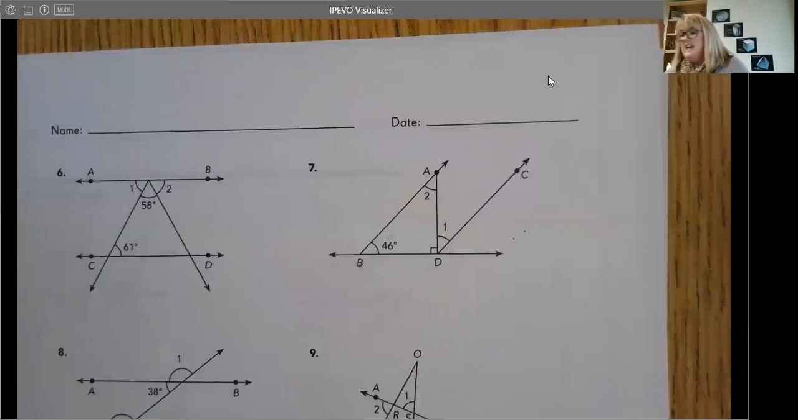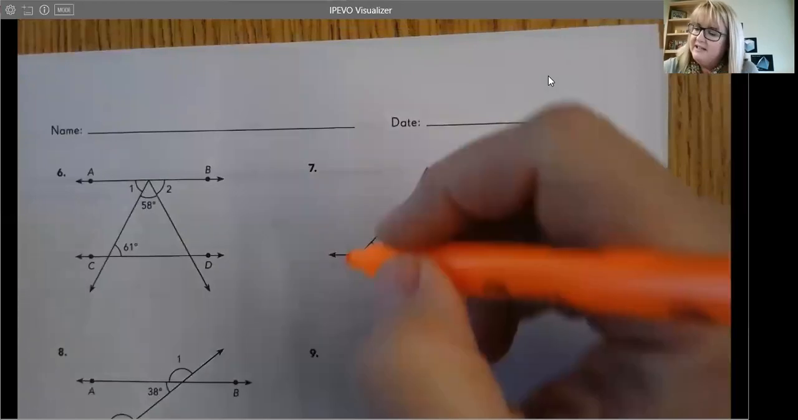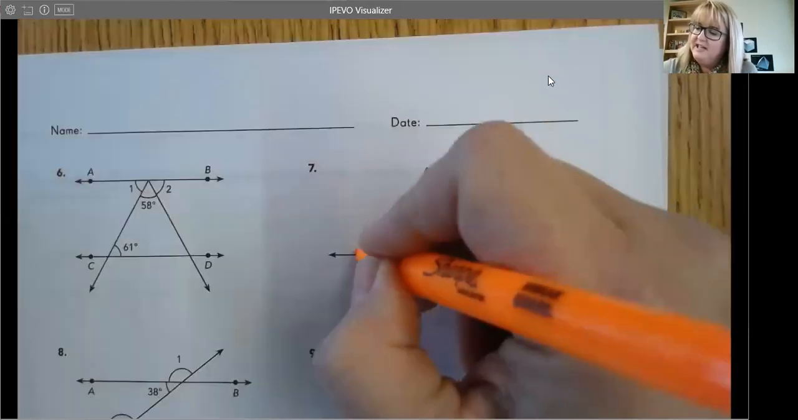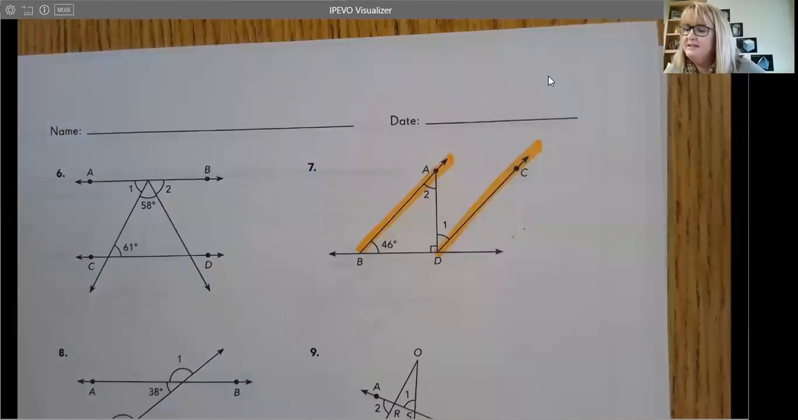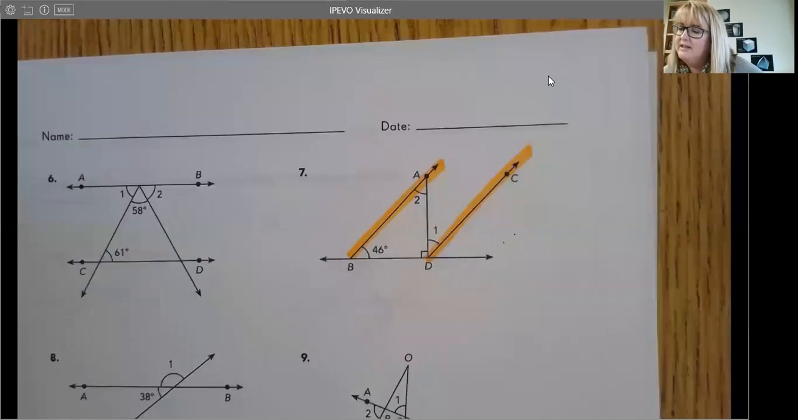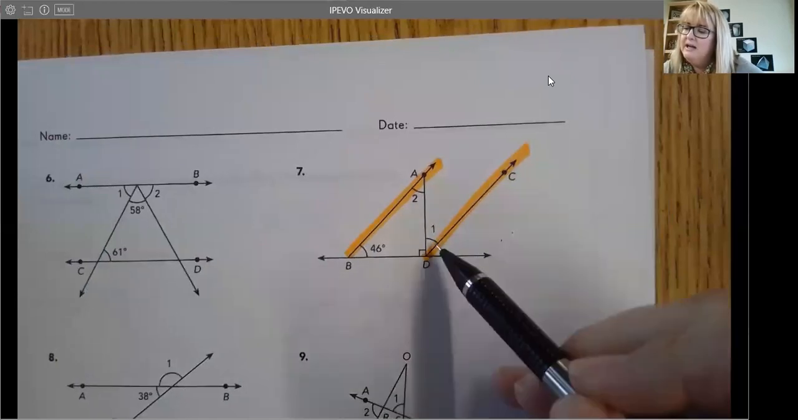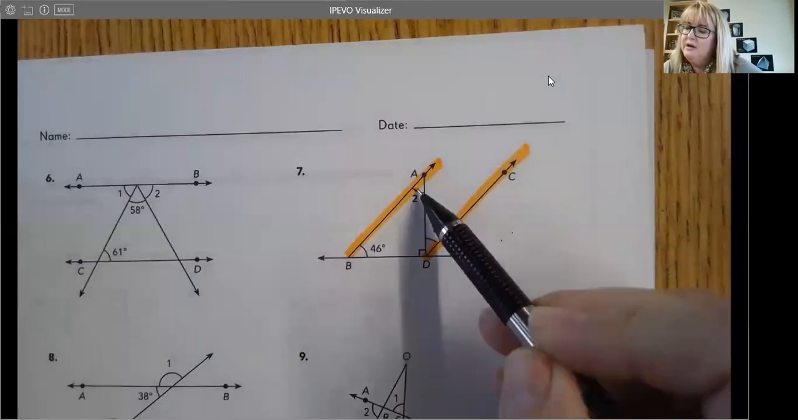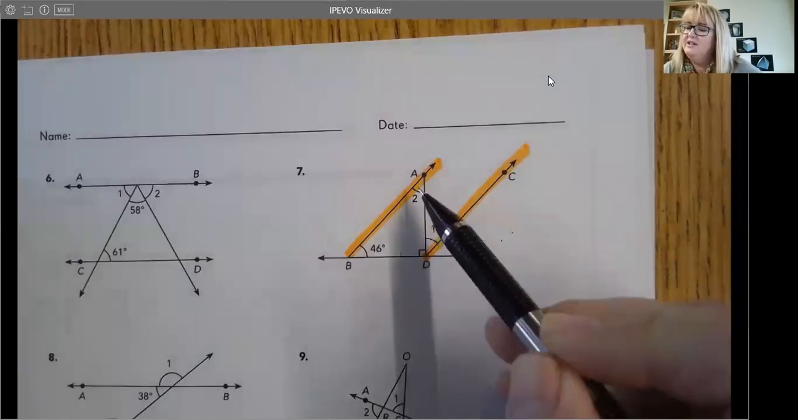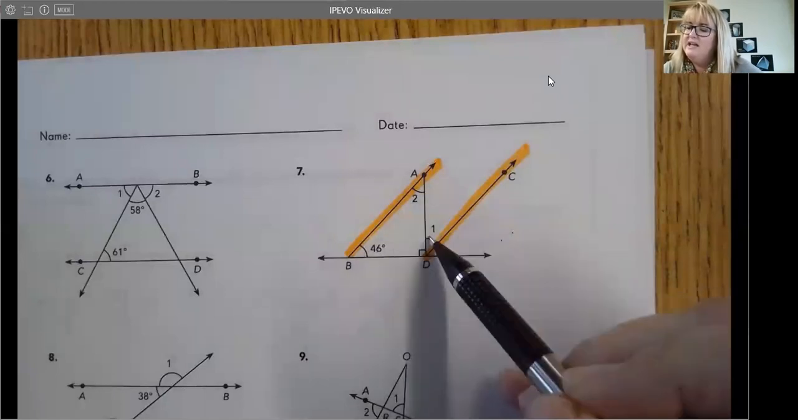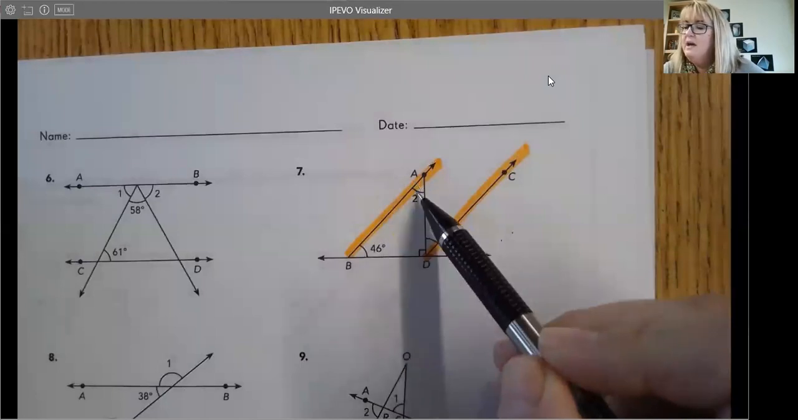All right. So let's go on to number 7. Again, AB is parallel to CD. So let's find our parallel lines. Here's AB, here's CD. And then we need to find the measure of the numbered angles. Okay, let's see how we can look at this. I can see that angle 1 and angle 2 are inside on opposite sides of the transversal, so they are alternate interior. So whatever angle 1 is, angle 2 is also.